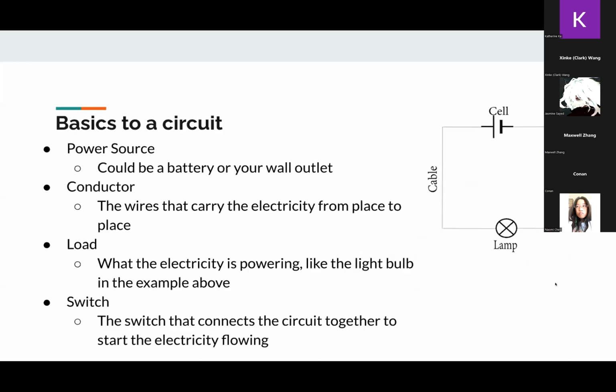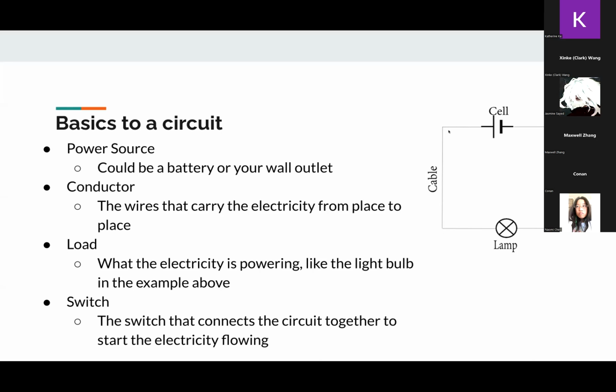So, the basics of a circuit. There are four components to a basic circuit: a power source, a conductor, a load, and a switch. The fundamental unit of a circuit is the power source, which is where the power comes from. This could be a battery or a wall outlet. Conductors are any piece of metal that can carry electricity from point 1 to point 2. That could be a wire, or really just a piece of metal.